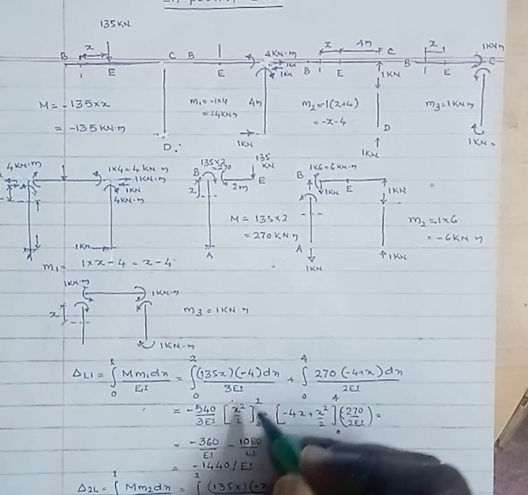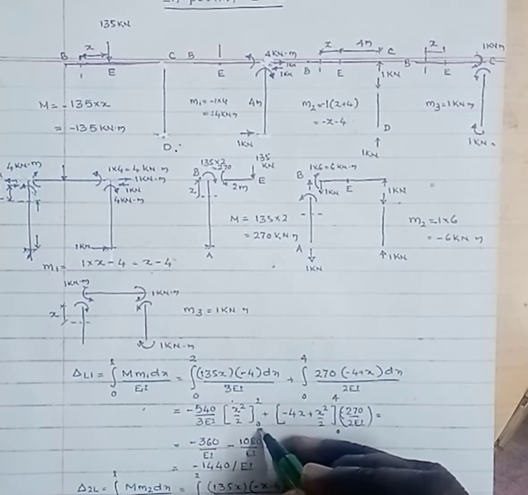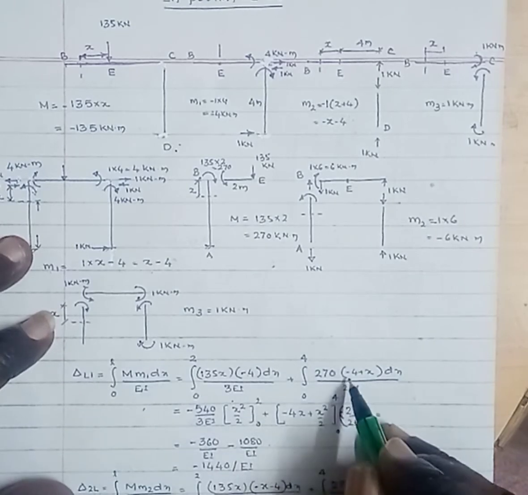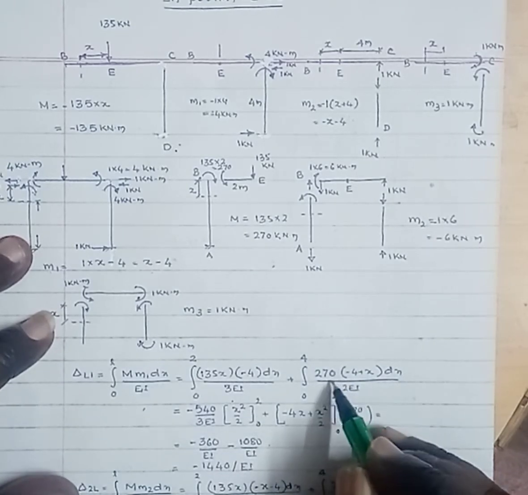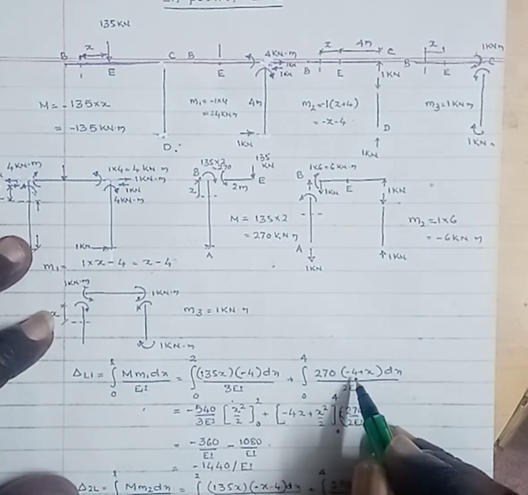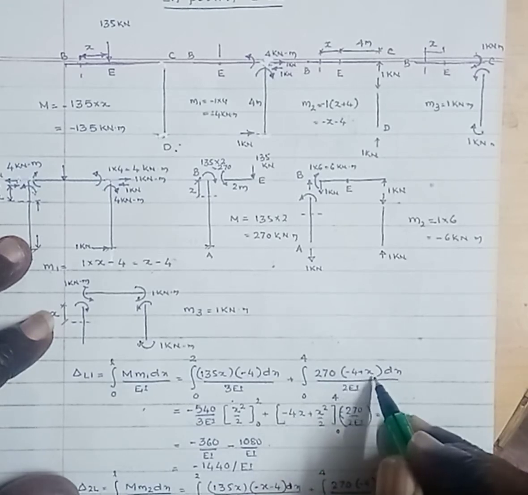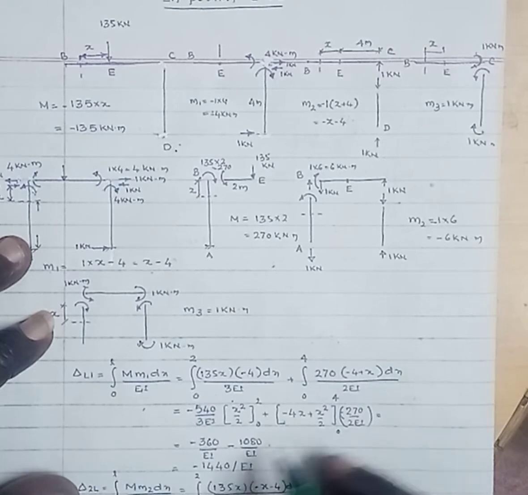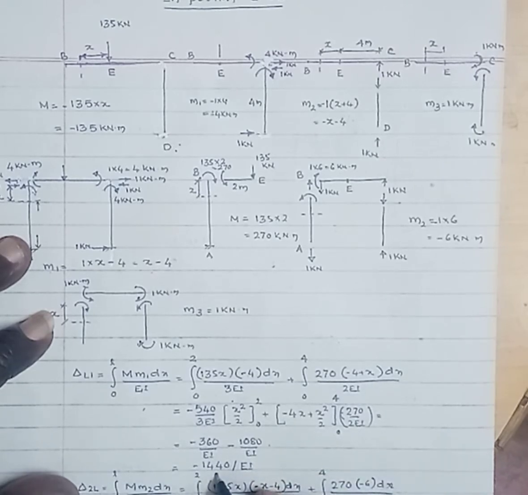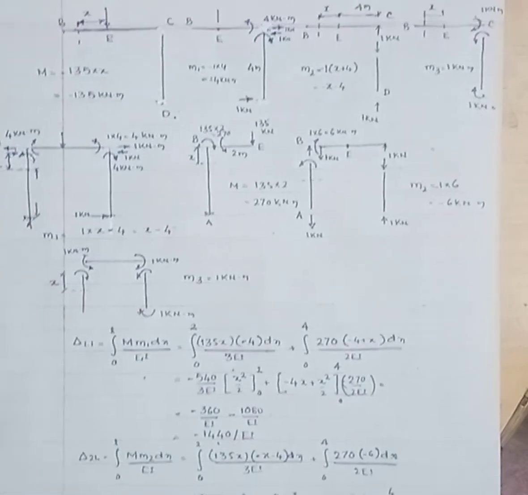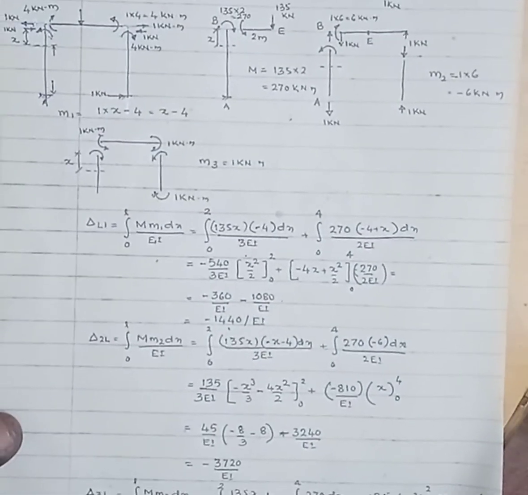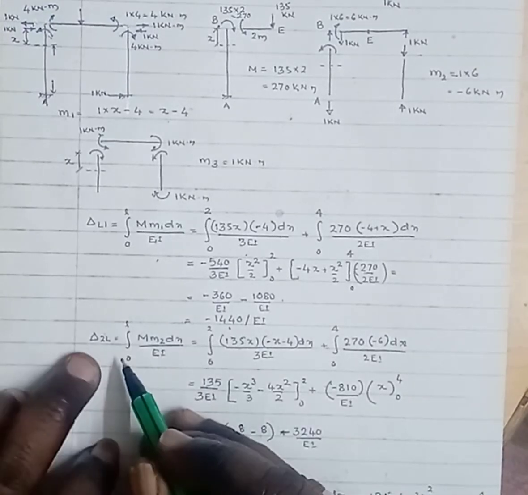Integration of x dx is x square by 2. Substitute the limits 0 to 2. Similarly, this portion, that is 270 by 2EI is constant. Integration of minus 4 dx is minus 4x. Integration of x is x square by 2. By substituting the upper and lower limits, here delta L1 equals minus 1440 by EI.